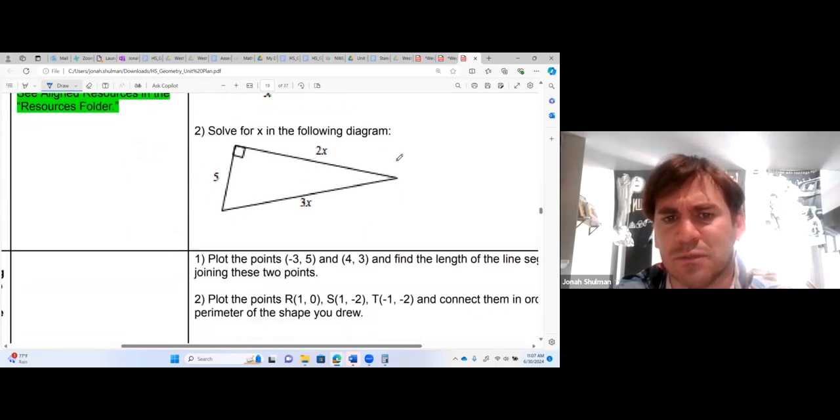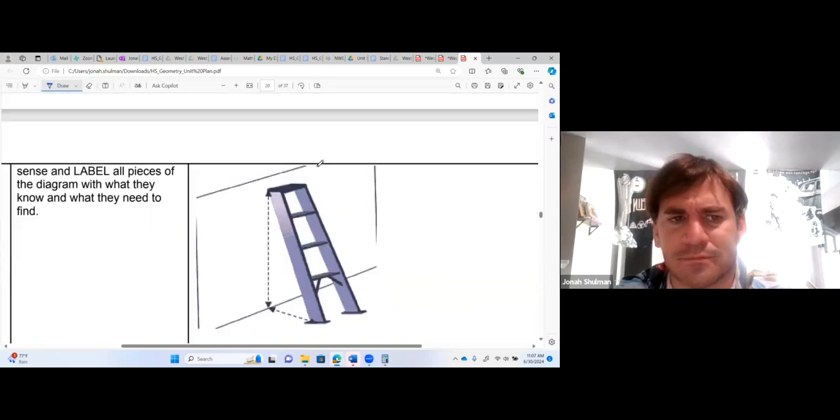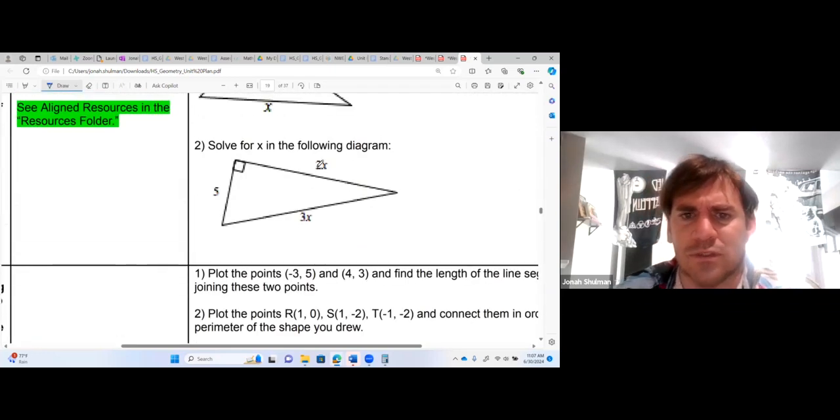Nothing's crazy. This is Pythagorean theorem, which is a squared plus b squared equals c squared.